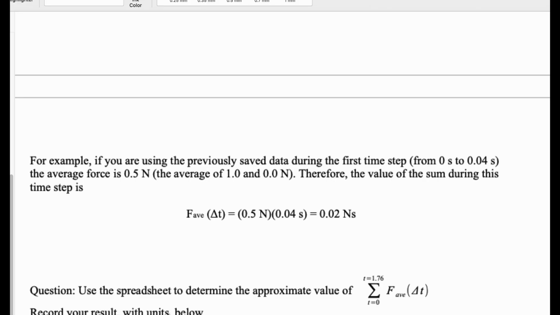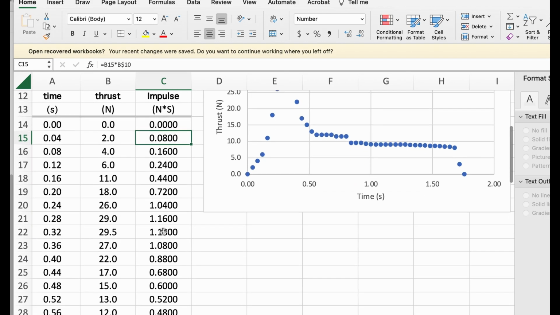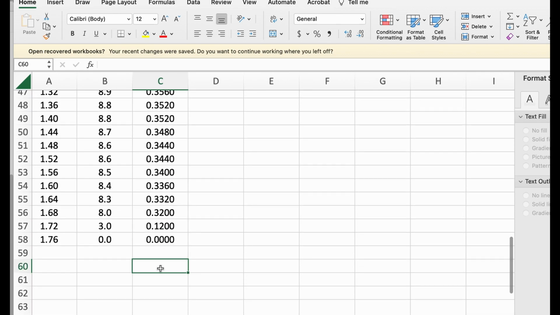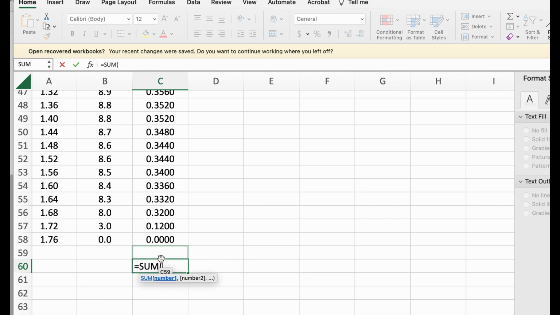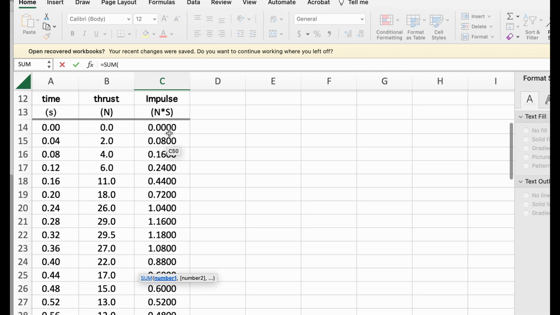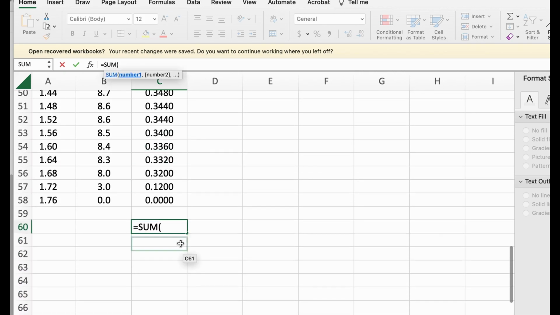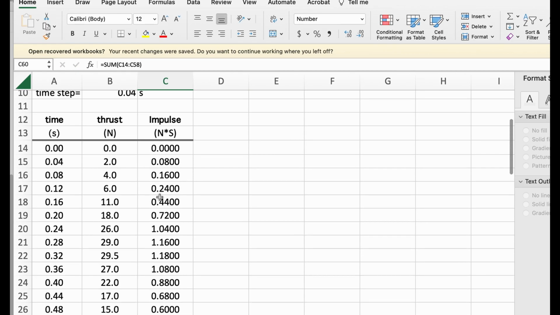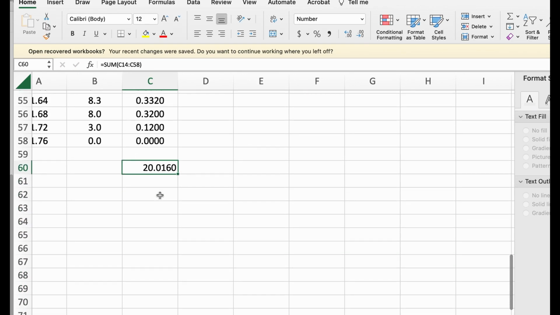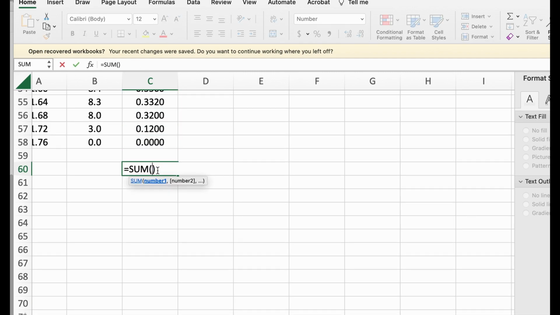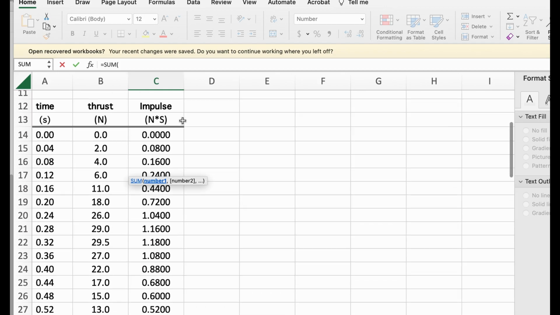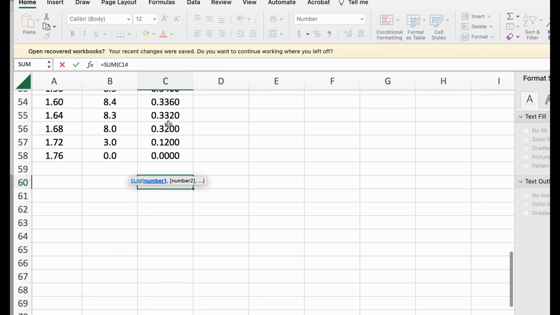Okay, next, we want to determine the total sum of all these little impulses. Just go to the bottom of your column of the impulses and sum that column up. So we want to do a sum. We can go from C14 to C58. You can also click and drag: if you just do sum and then go up there, select this one, drag it down.